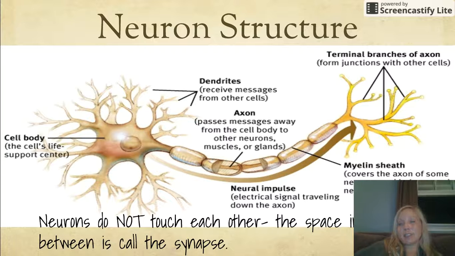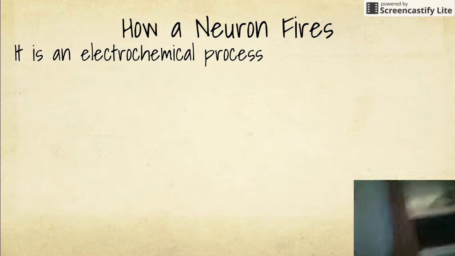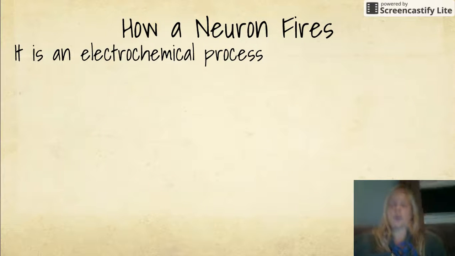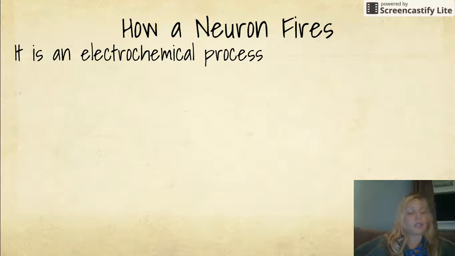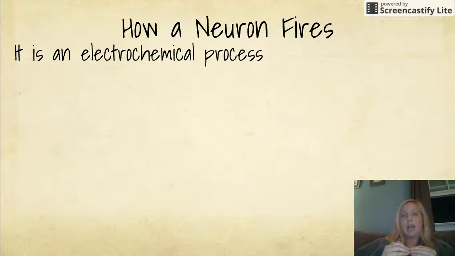The neurons do not touch each other. There's a space called the synaptic gap or the synapse right between your two neurons, okay? And they're super microscopic. So how a neuron fires, as I mentioned, is an electrochemical process. It's electrical inside of the neuron, and then it is chemical in the actual neurotransmitters in the synapse, okay?